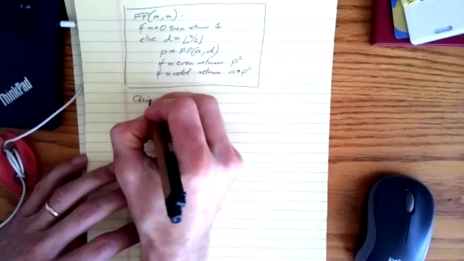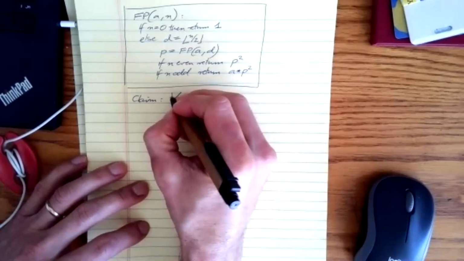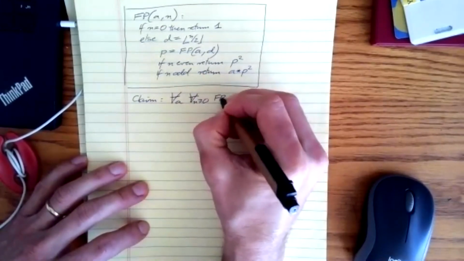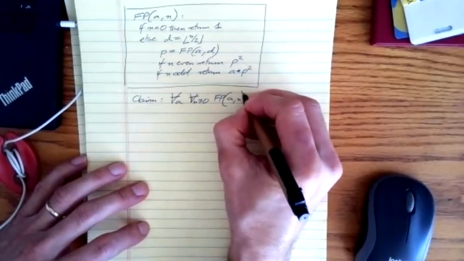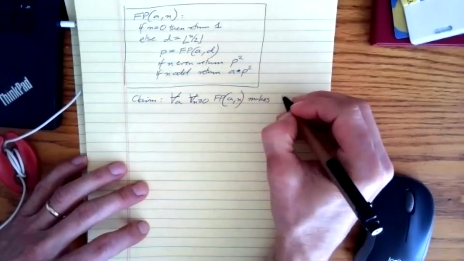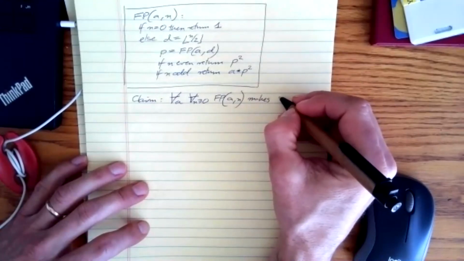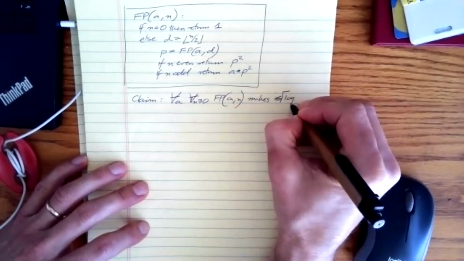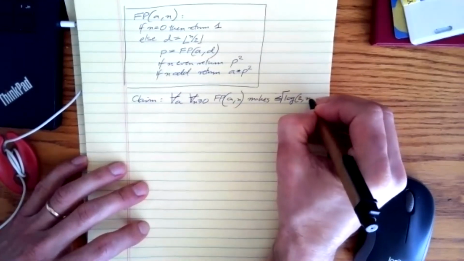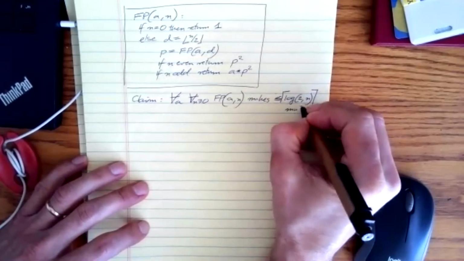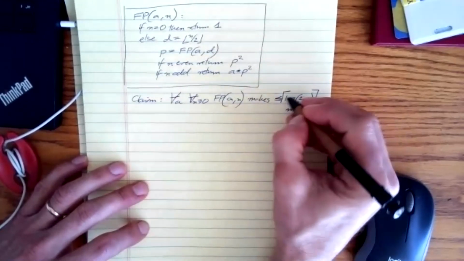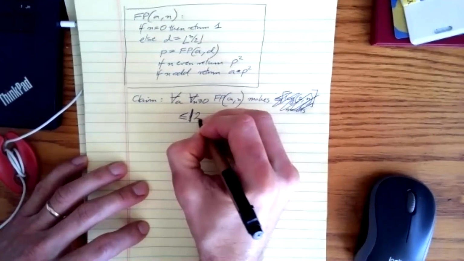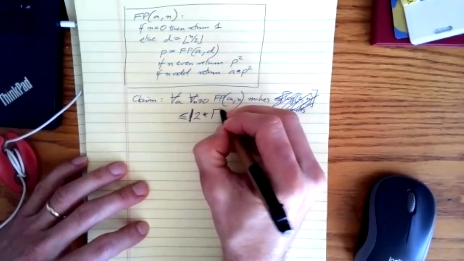And now I have a new claim, which is that for all a and n greater or equal to 0, FP on a, n makes at most floor of logarithm base 2 of n moles. And actually, this is probably incorrect, sorry. So I'm going to give myself 2 times this logarithm.